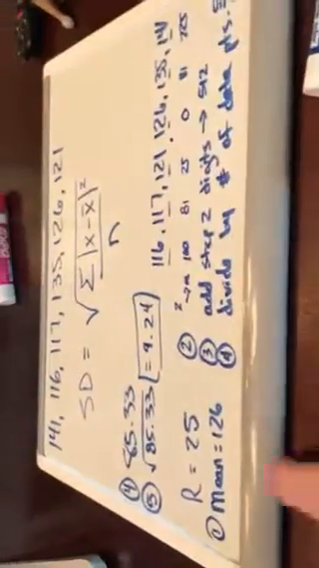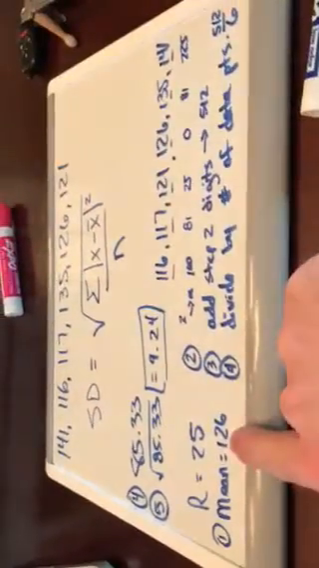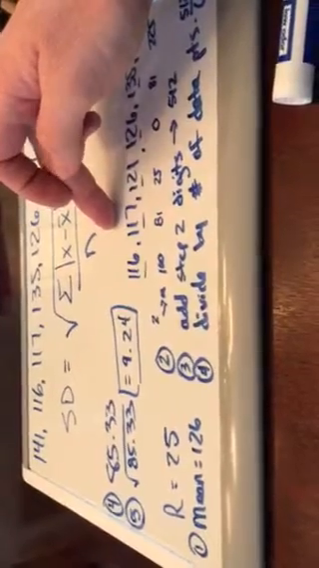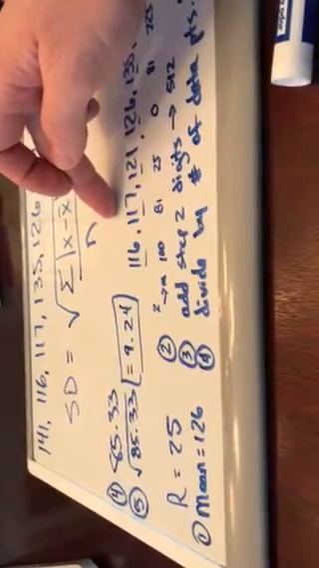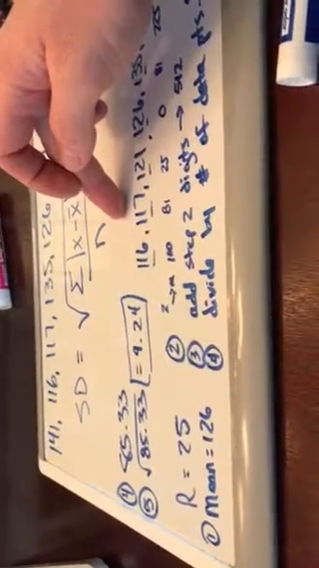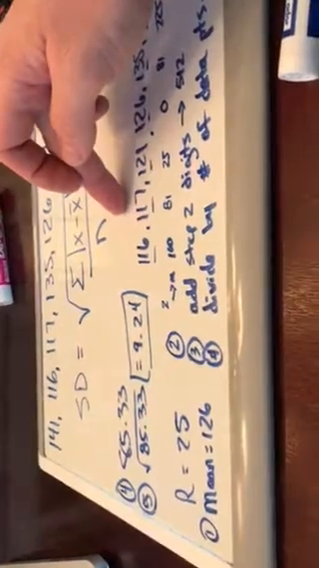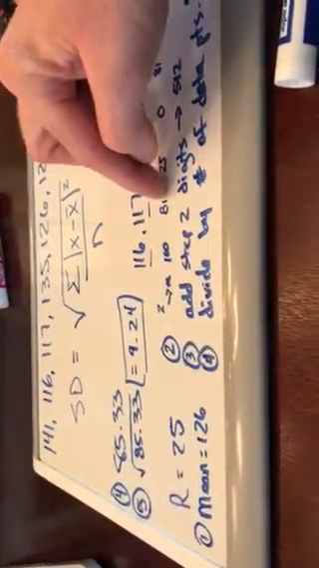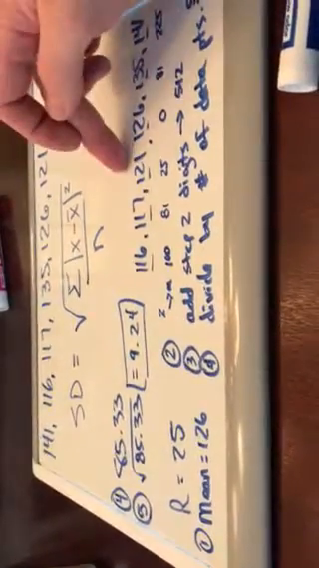The next data point is 117. The mean is 126. That difference is 9. Sorry, I just looked at it and something didn't quite compute, but yes, the difference there is 9. 9 squared is 81. And I would do the same thing with each other data point.